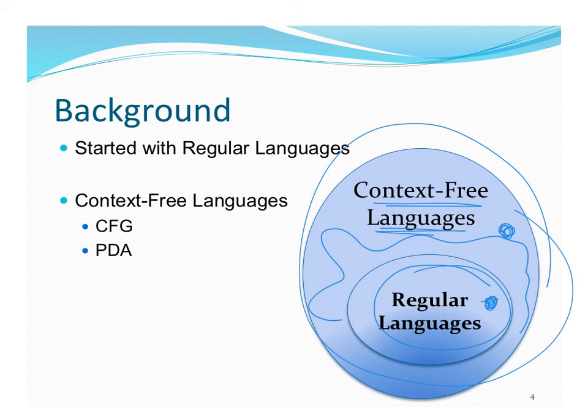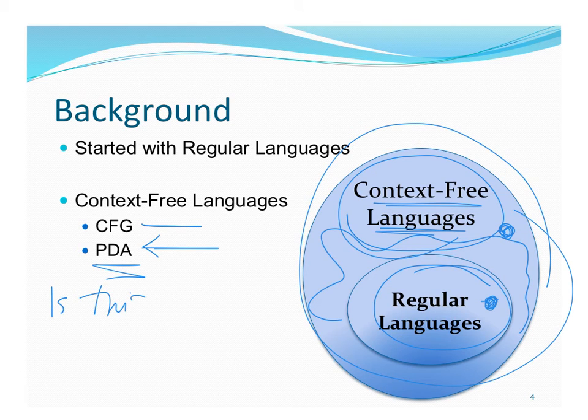And then we talked about how to generate context-free languages using a context-free grammar. We also talked about a single machine, our PDA, which again is a kind of simplistic computer, that could tell you whether a string was in my language, right? So the PDA tells me, is this string in my language?